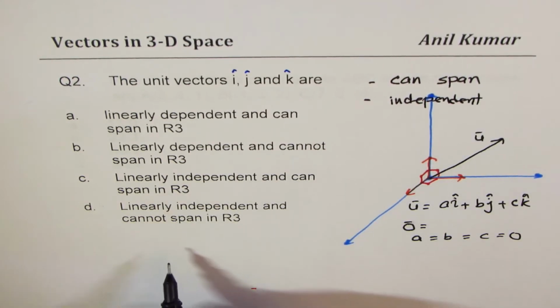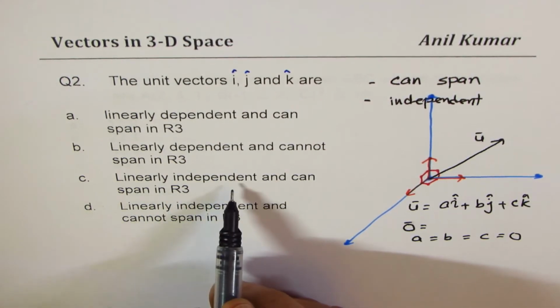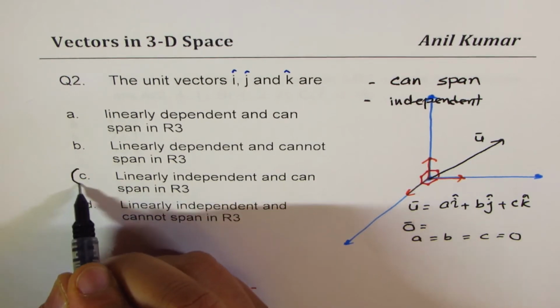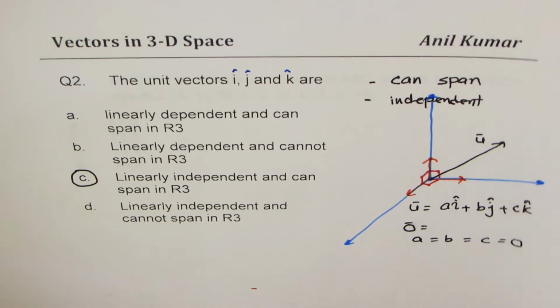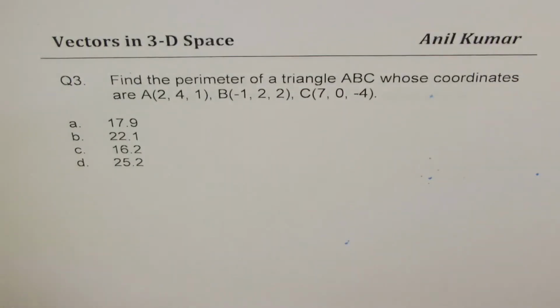So the correct option is linearly independent and can span in R3. Option C is the right option. Correct? Now let's look into question number 3.